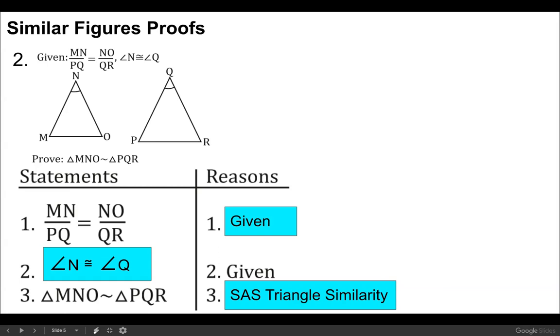Side, angle, side. The sides are proportional and the angle is congruent, but it does matter that those go in order. Side, angle, side.